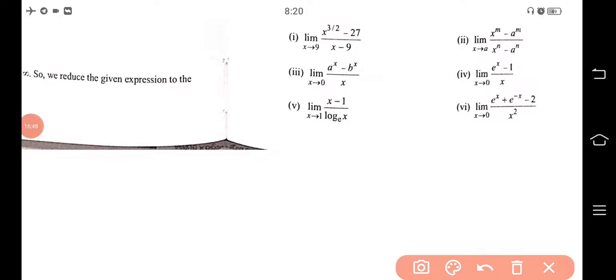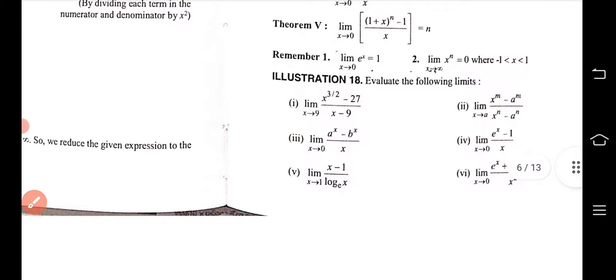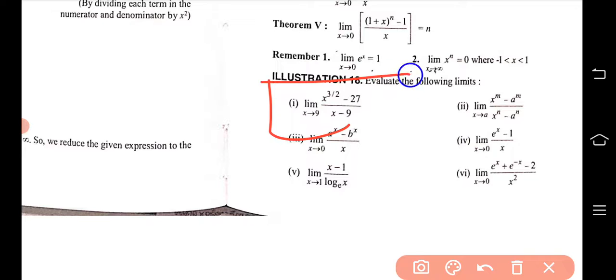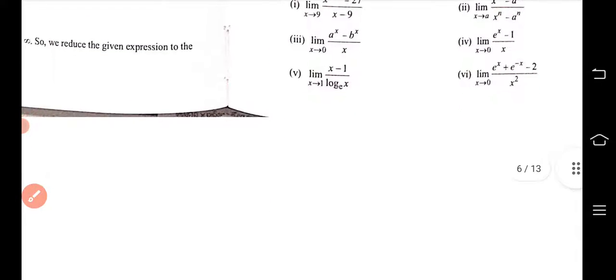Okay, then we'll see how we are going to calculate this one. In our first example, it is given: the limit as x tends to 9 of (x to the power 3 by 2 minus 27) divided by (x minus 9). Clear? So how are we going to calculate the limit of this, and which standard theorem will be applied here, that we are going to talk about.